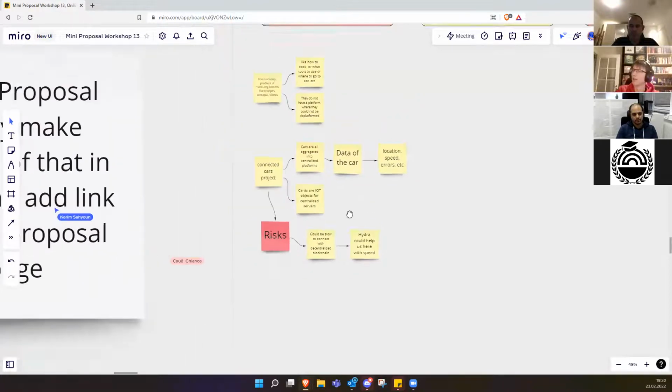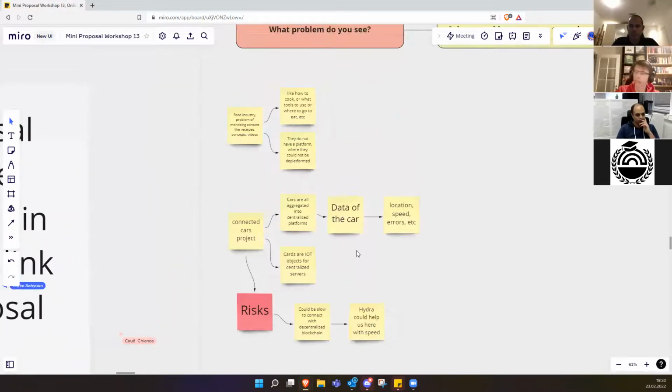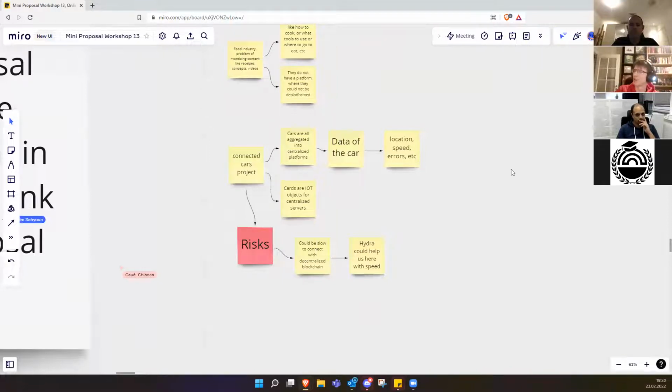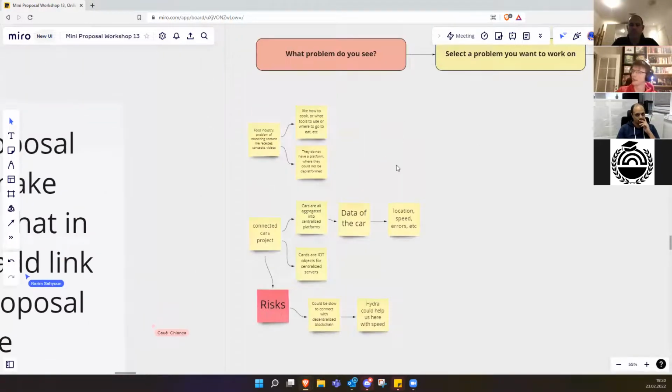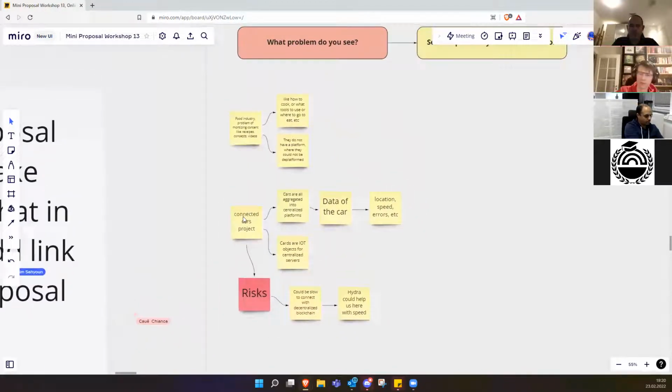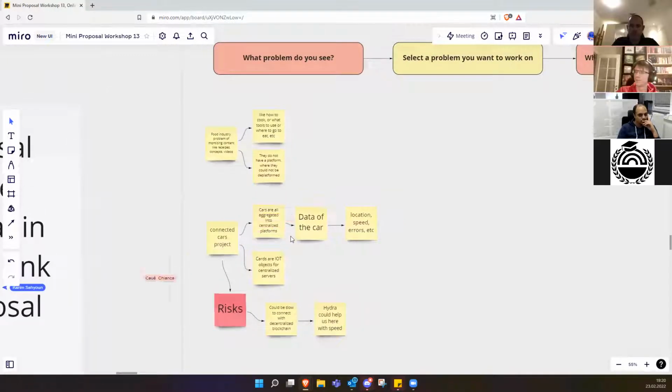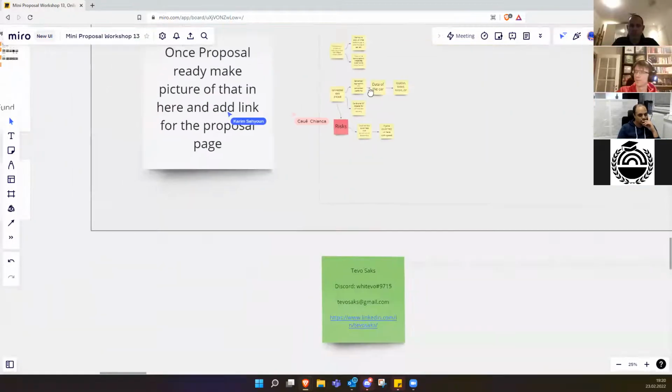Okay. But Kawi, are you adding your own idea here, or did you just want more clarification on the cars part, or did we answer your question? No, that actually answered the question. I will add the sticky notes here on the board.